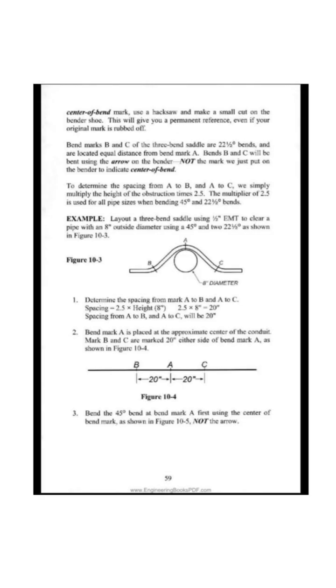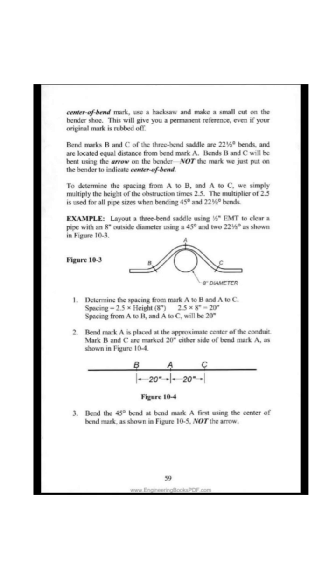This is the mark that will be used for bending the 45 degree bend of the 3-bend saddle, not the arrow. Tip: once you have bent a few 45 degree bends and double-checked the center of bend mark, use a hacksaw and make a small cut on the bender shoe. This will give you a permanent reference, even if your original mark is rubbed off. Bend marks B and C of the 3-bend saddle are 22.5 degree bends, and are located equal distance from bend mark A. B and C will be bent using the arrow on the bender, not the mark we just put on the bender to indicate center of bend.